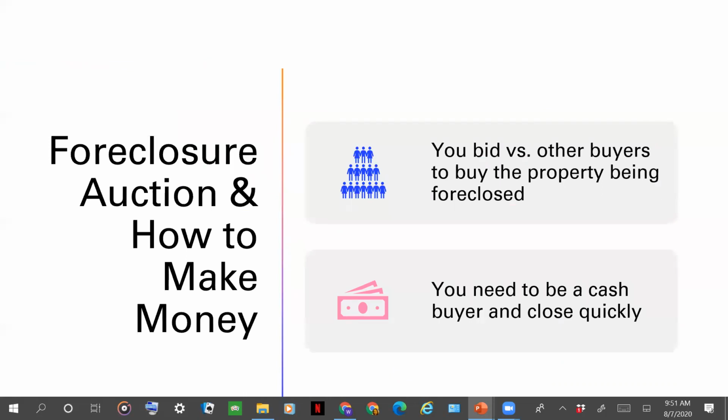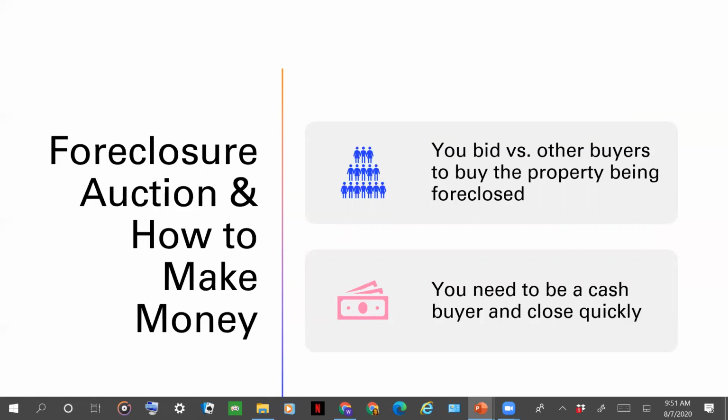So if the borrower failed to pay the bank, and failed to appear in court or whatever, or even if he or she appears in court, but the court ruled in the favor of the bank, then the property now goes to auction, the foreclosure auction, also known as sheriff sale.